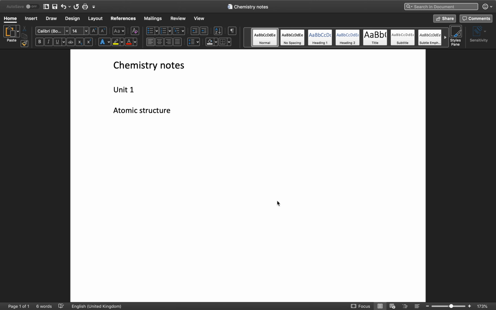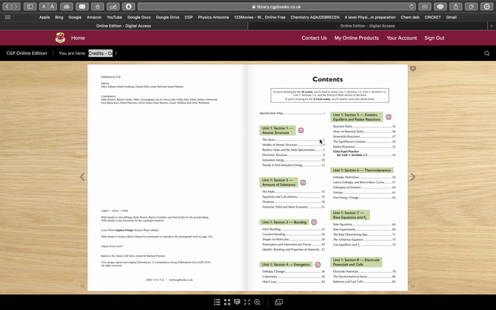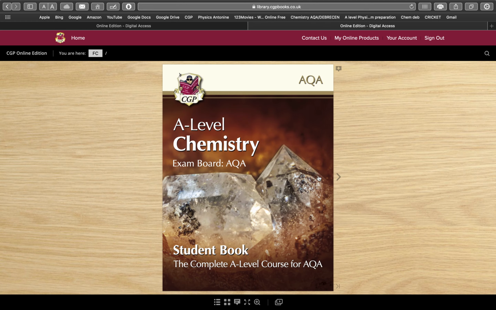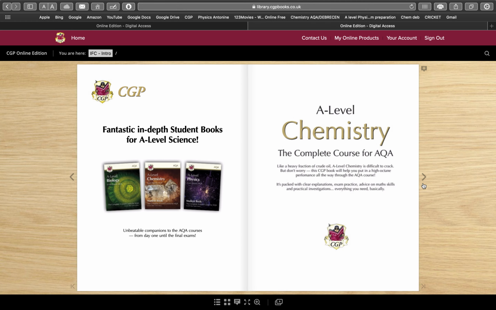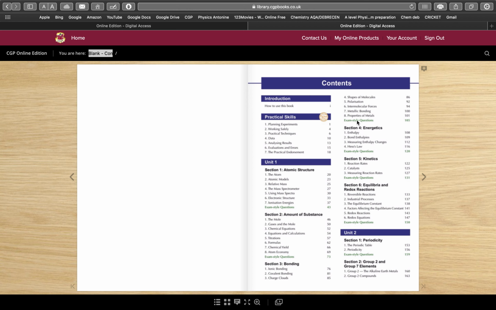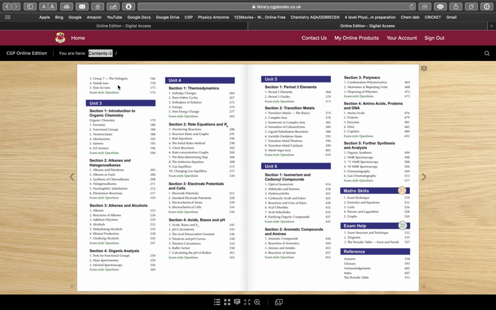Today we're going to be going through chemistry, unit 1, atomic structure. We're going through your A-level AQA chemistry, and we will be going through unit 1. It's easy if I show you in the textbook, sorry. We'll be going through the whole of unit 1, which is all of this, unit 2 until there, and then unit 3.